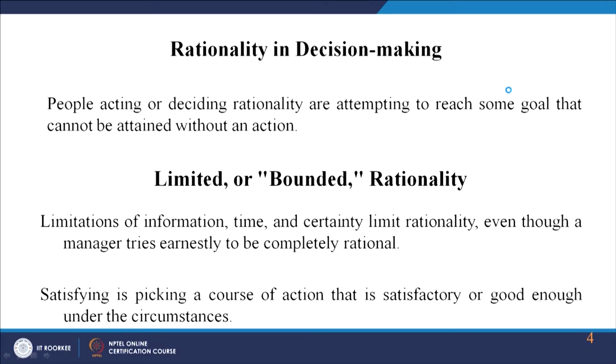So, satisficing is picking a course of action that is satisfactory or good enough under the circumstances. As I mentioned, the human brain becomes very important here. With all this limited or bounded rationality, please understand that the basic model is the same. And what is the basic model? Premising, identifying the alternatives, evaluating alternatives and taking the best alternative.